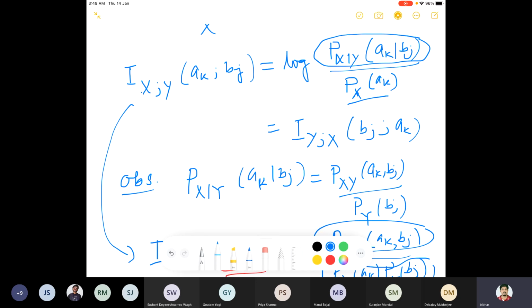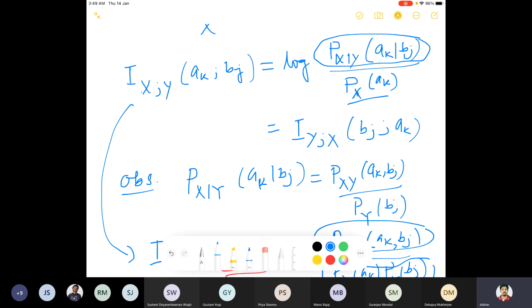Then the question was how much uncertainty is there. We wanted to have a measure also of how much uncertainty there is about the occurrence of the sample point ak. Then we said that if this numerator is equal to 1, then what happens is, when bj is received, it is certain that ak was transmitted.